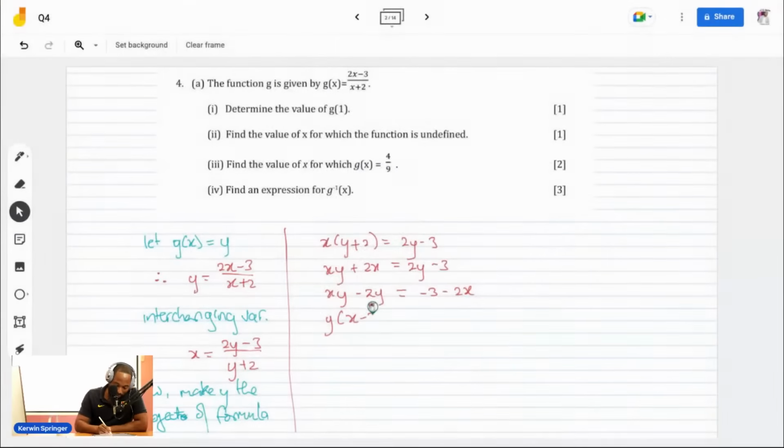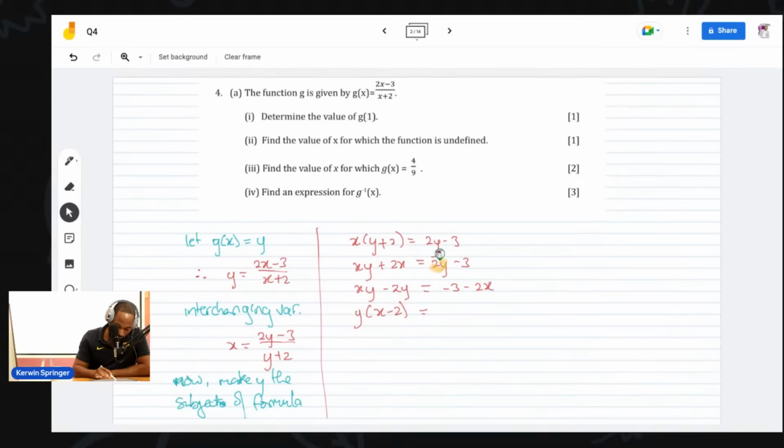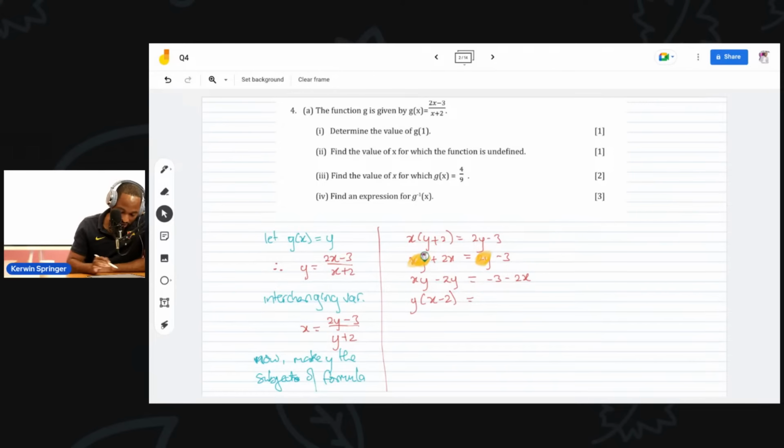Yeah, following that play. And then y into x minus 2. What did I do here? That's the key part there. So I brought the y's across. And then I realized that I still need to work to get the y's by themselves. And that's what I did. I factorized out y.